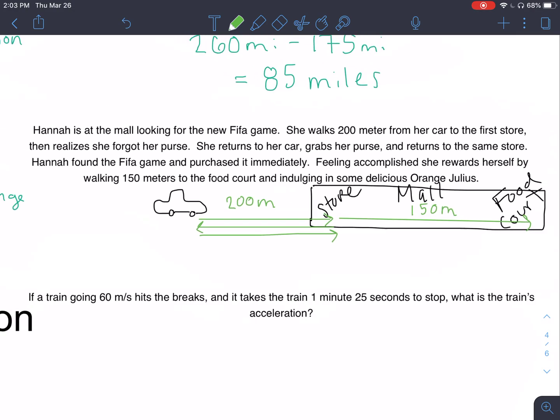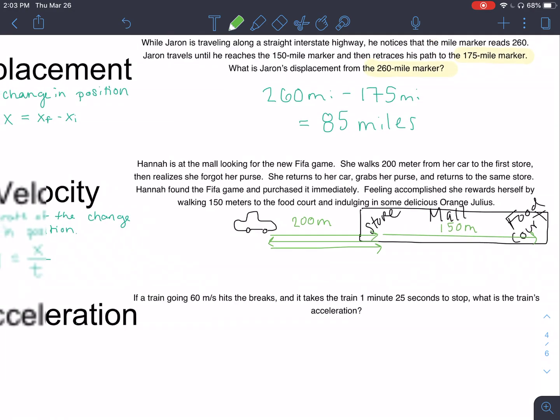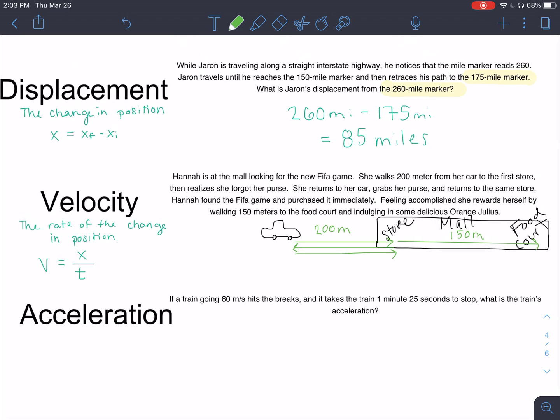So what is Hannah's velocity? That is not even asked in. Oh, all right. This was not an updated PowerPoint. That makes it very confusing as well.